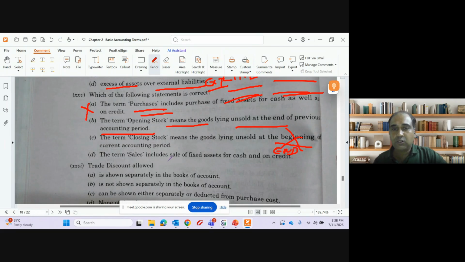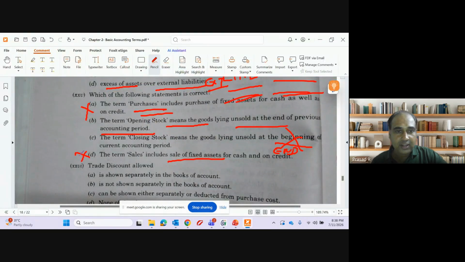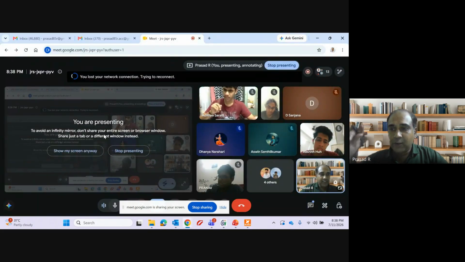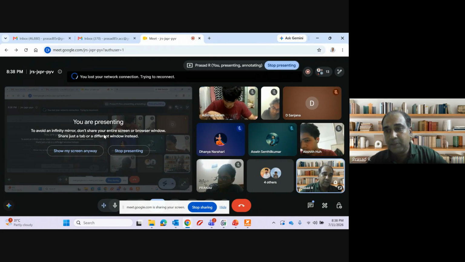The term sales includes fixed assets. No, sales will not include sale of fixed assets. So this statement is also incorrect. Opening stock means goods lying unsold at the end of the previous accounting period. Previous accounting period means last financial year. Clear? So last year's closing stock will become the current year's opening stock. Clear?